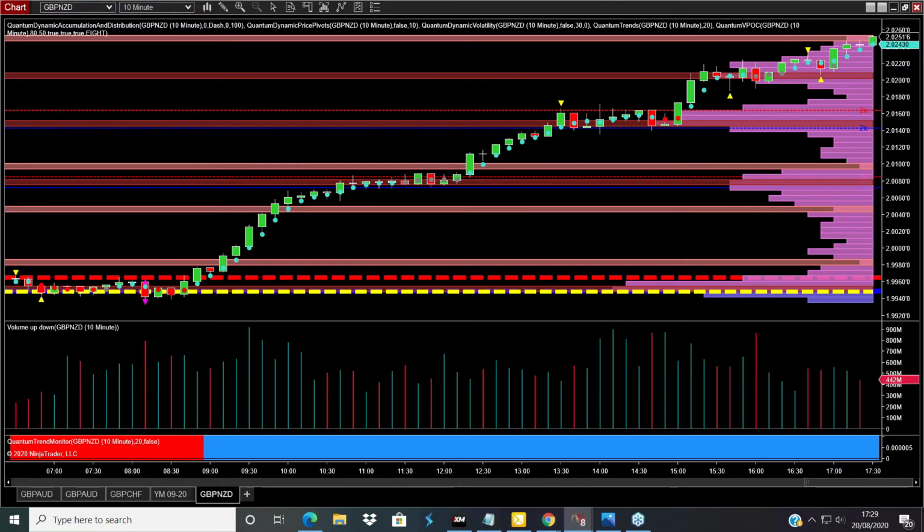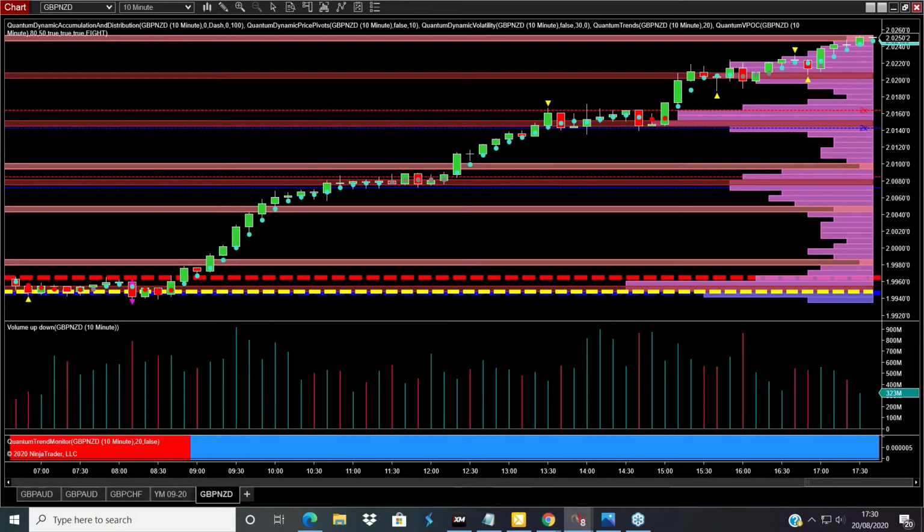So they are very important levels, and when we look at this chart and we look at the 60-minute chart, that will also explain why the pound New Zealand, but as I said, it could be any other instrument, is paused at that particular point.